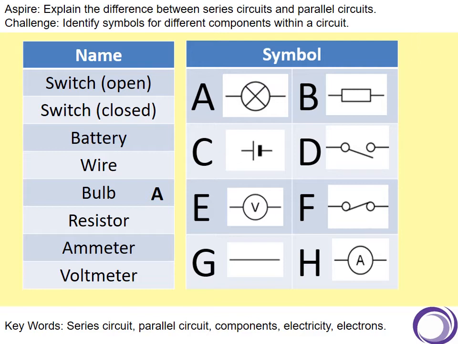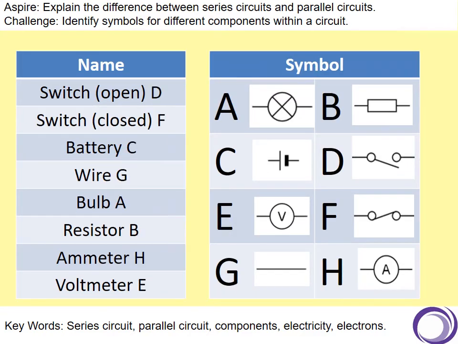Okay, time up. Excellent then, let's have a look at some of the answers. We've got switch, which is open, which is D. Switch, which is closed, which is F. Battery, C. Wire, G. Bulb, which was A, which was already given to you. Resistor, B. Ammeter, H. And voltmeter, E. And these are all symbols and names that I'll be using throughout this course.